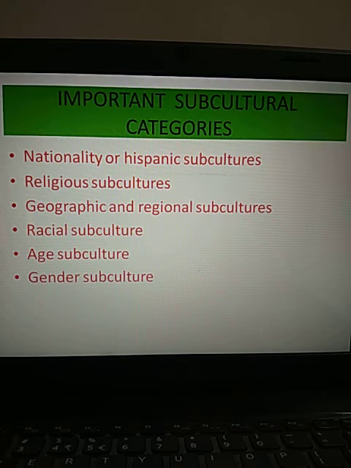Geographic and regional subcultures. Based upon the climate and geographical area, the customers are going to want different products. To identify and try to satisfy their needs is going to be a very, very important aspect. So this is the geographic and regional subcultures.